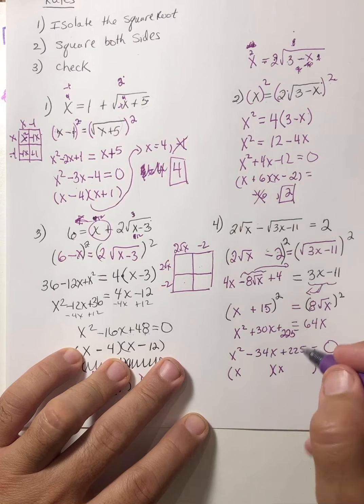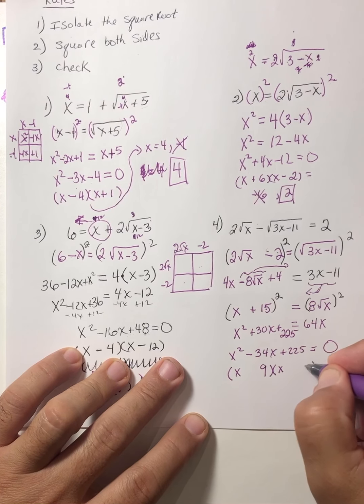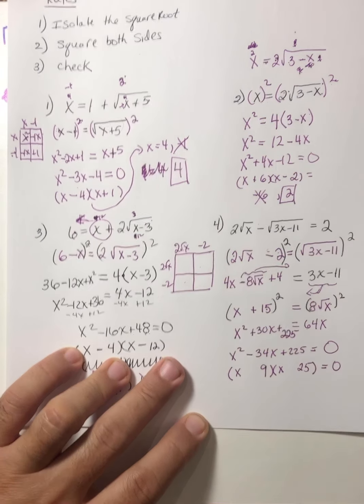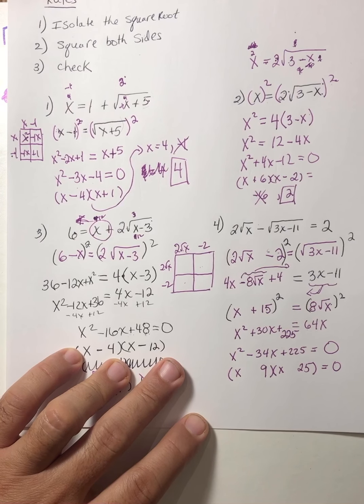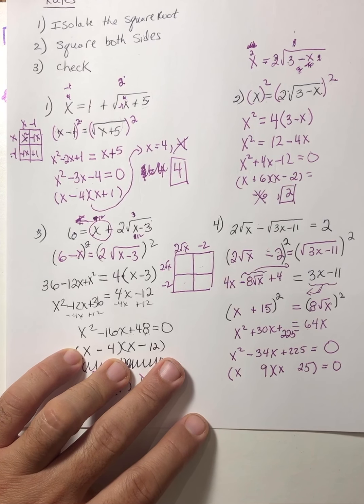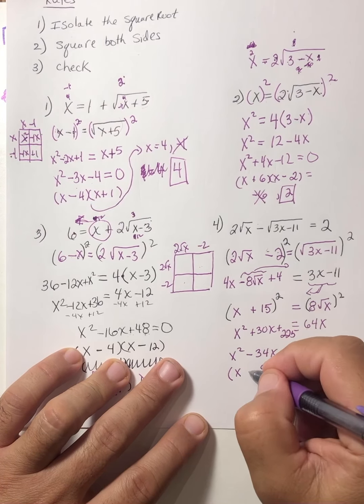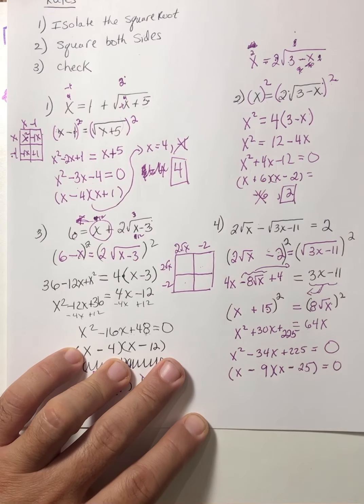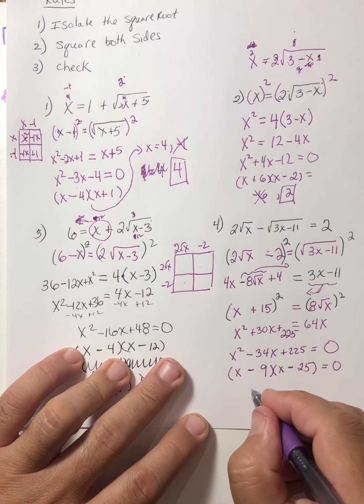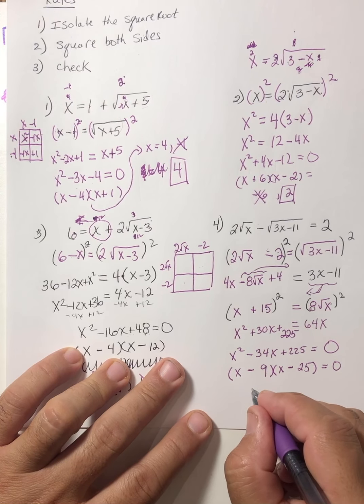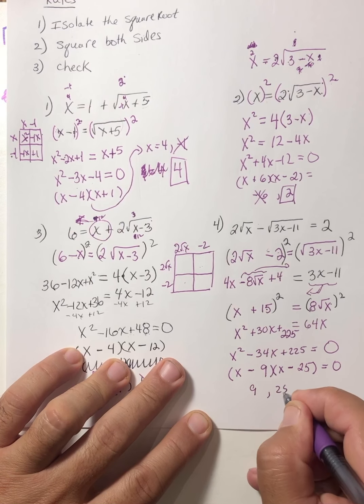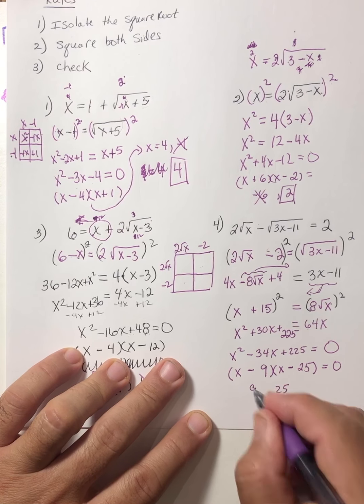All right. 9 and 25. Okay, there. I'll make it so I can use big numbers on the video. 9 times 25 is 225, and then when you add these together, you have your 34, both negative. So we have potential answers of a 9 and a 25. Those are our potential answers.